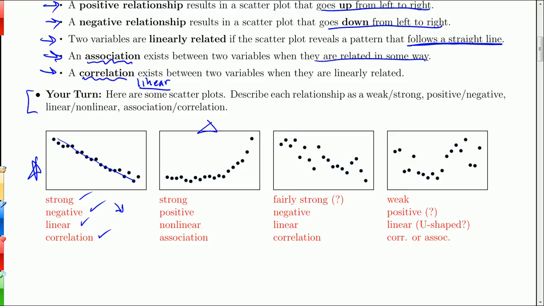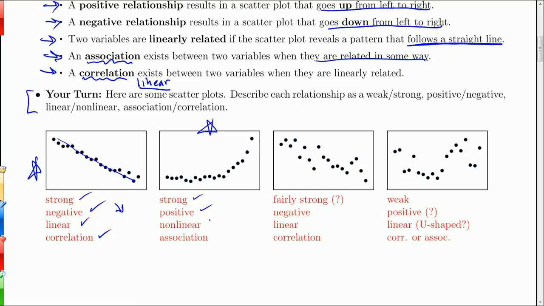Let's look at the second one. It looks pretty strong because it looks like I can plot a curve that goes through that data pretty well. So it looks like it's following a pattern pretty tightly, so we'll call it strong. It's certainly positive as it's going up from left to right. This part is kind of flat, so it might not be anything there, but certainly on the right portion, it is a positive relationship.